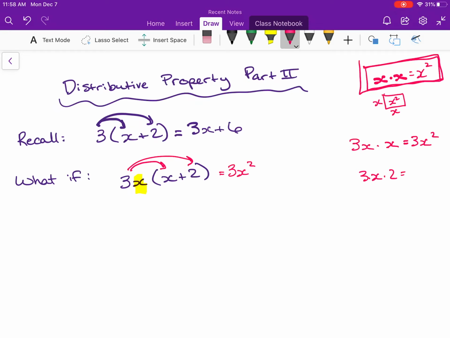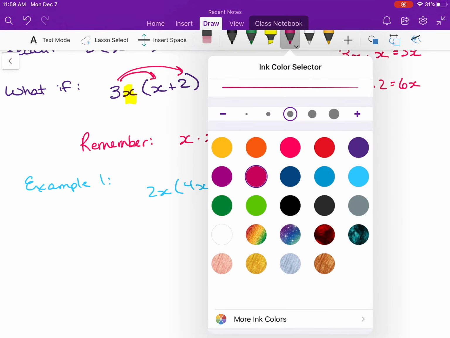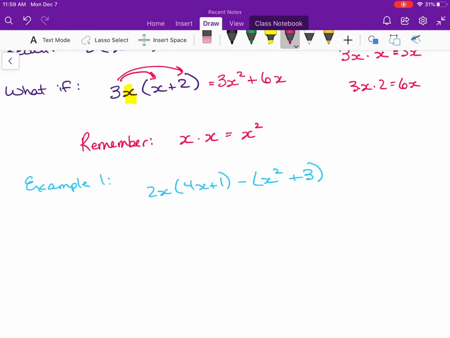So let's just do an example of this. Say example 1. So if I gave you something like 2x times 4x plus 1 minus x squared plus 3. Okay, so let's just solve this together. You might want to pause the video here and try it by yourself first. That would be best, and then you can come check. Okay, so we want to simplify this. I should have put that in the instructions. The goal is to simplify.